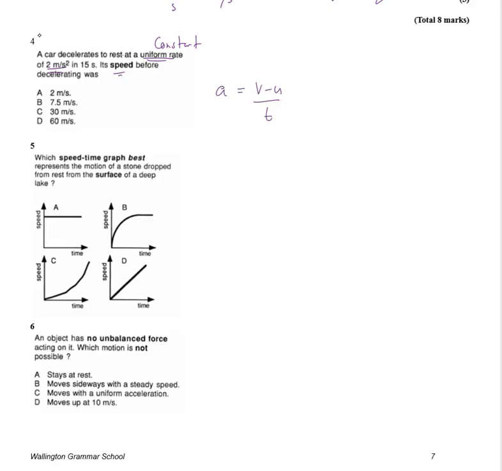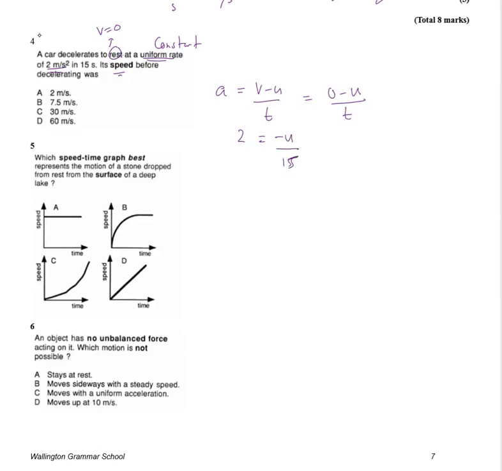So here, it is traveling and it comes to rest. Rest means the velocity goes to 0, because it's stopping. So here, we're going to have 0, take away the speed, which we don't know, divided by time, equal to A. So A is 2. So 0 minus U is going to be minus U divided by time, which is 15.